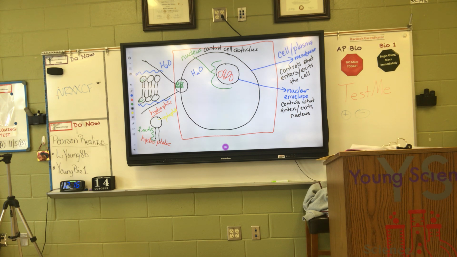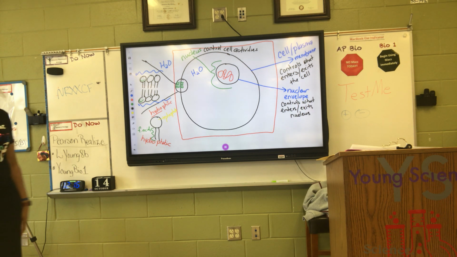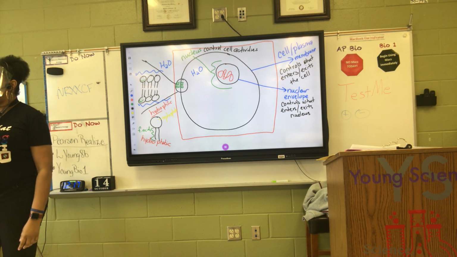Anything that's going to happen with this cell is controlled by genes. The genes are on the DNA. The DNA is in the nucleus. So the nucleus controls what goes on with the cell. Y'all got it? Yeah. What happens if it doesn't control, if you lose control? Cancer.